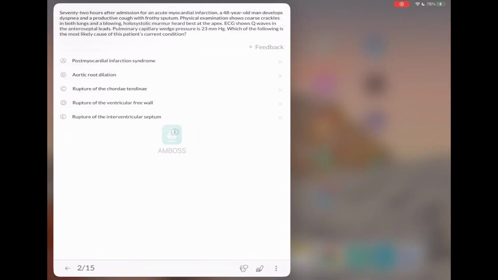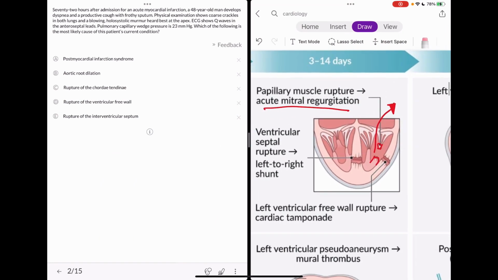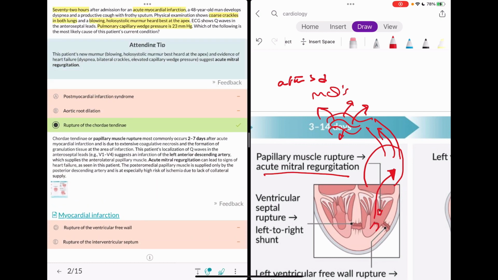Again, guys, let's show you the picture here. 3 days post-infarction, up to 14 days, papillary muscle rupture may lead to acute mitral regurgitation. And then all this blood is going to regurgitate back into the left atrium and ultimately through the pulmonary veins into the pulmonary capillaries of the lungs. And this is going to transudate and cause severe pulmonary edema, which will cause this patient dyspnea and coarse crackles heard. And so it's probably due to rupture of the chordae tendineae, right?